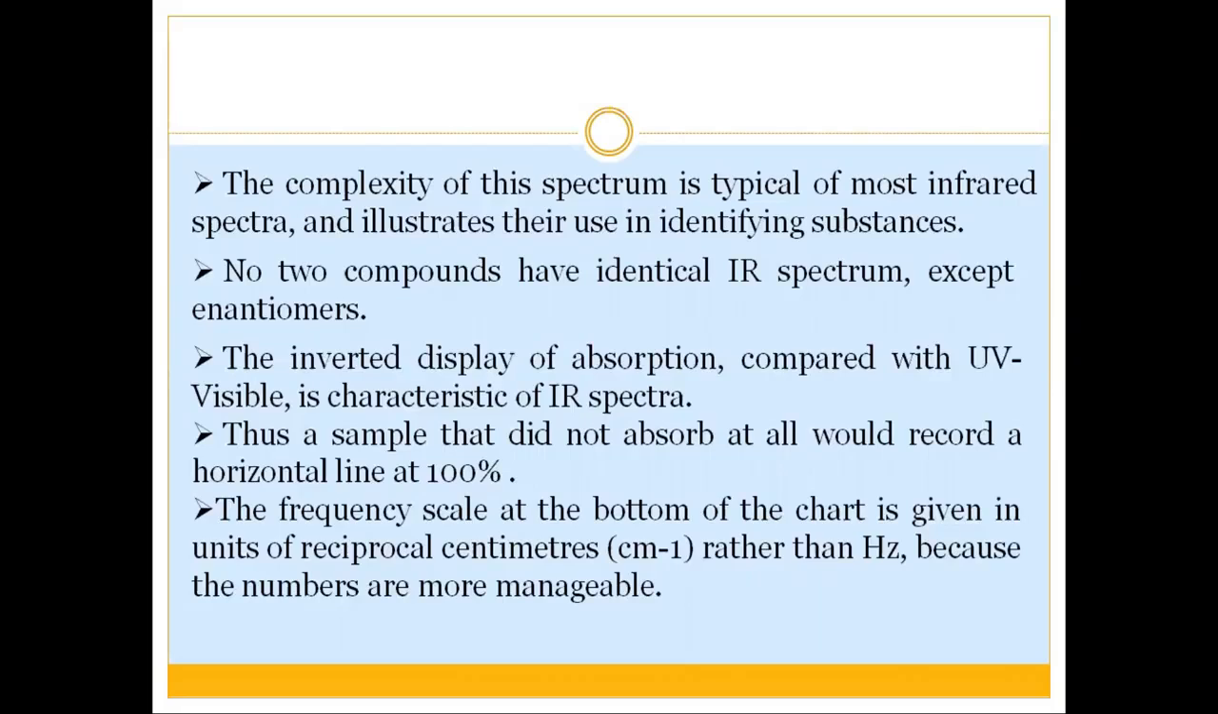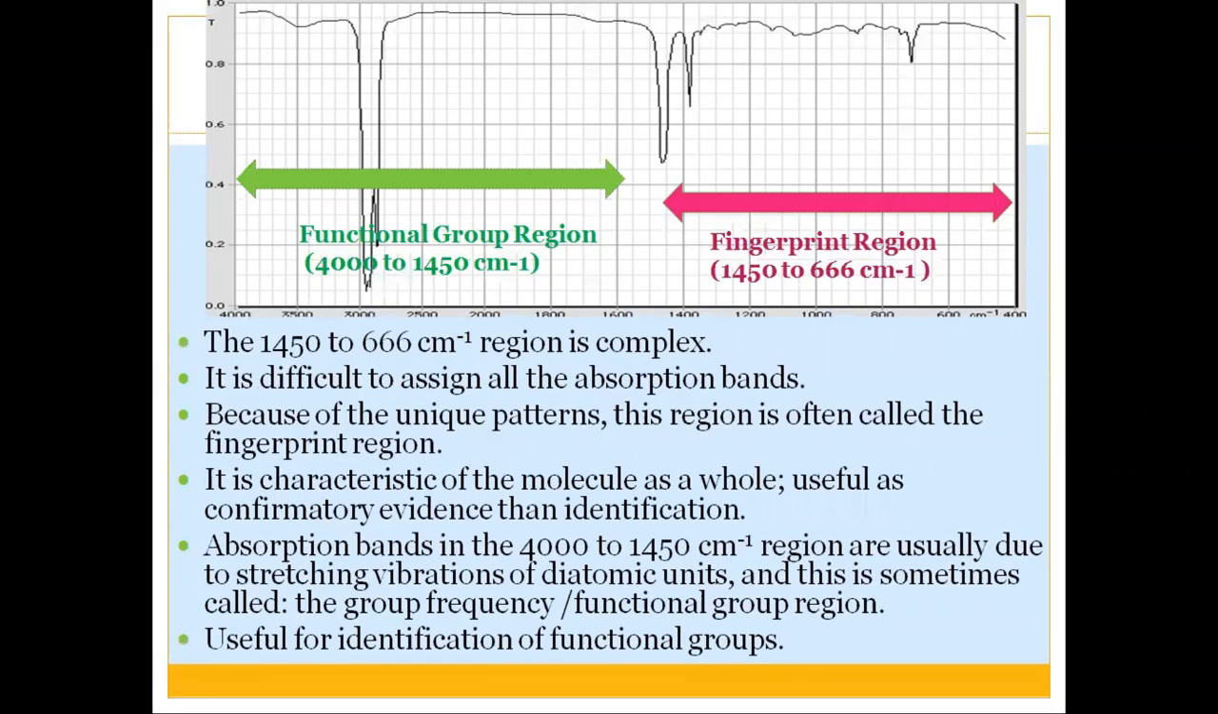So a sample that did not absorb at all would record a horizontal line at 100%. The frequency scale at the bottom of the chart is given in units of reciprocal centimeters rather than hertz because the numbers are more manageable. So this is how the IR spectrum looks.